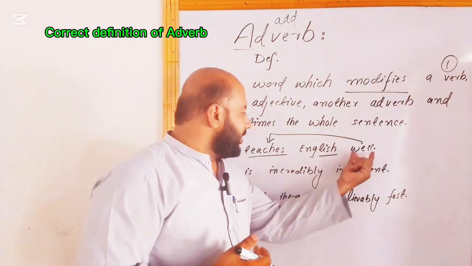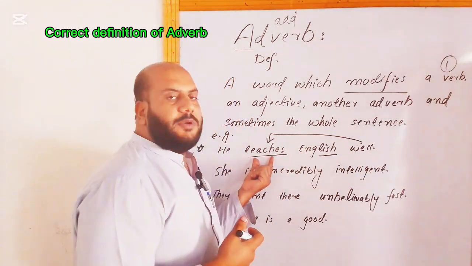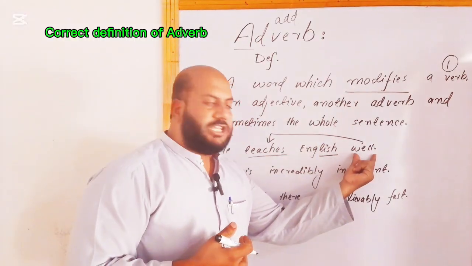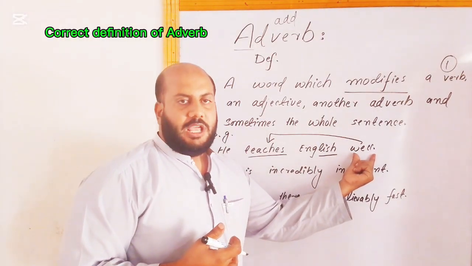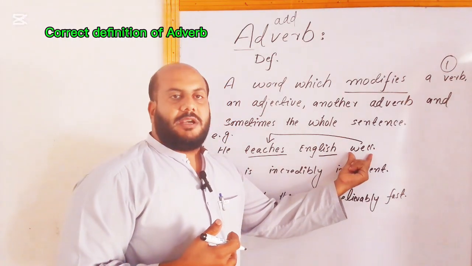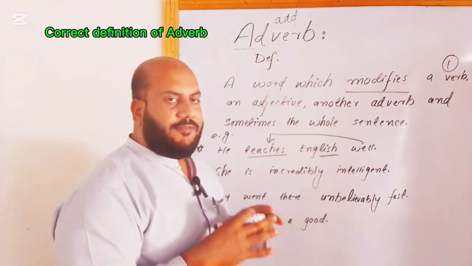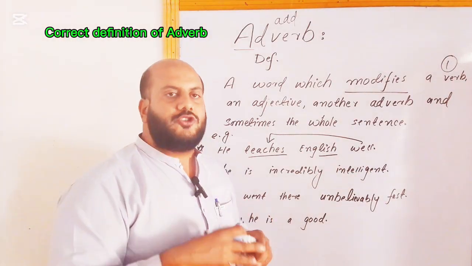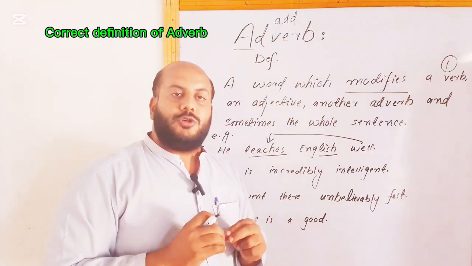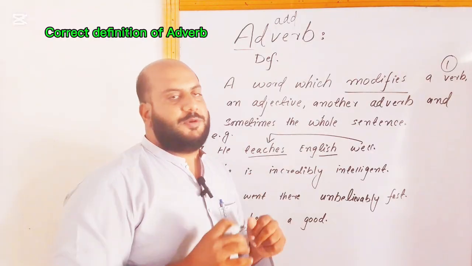This word modifies the meaning of the word teaches. So this "well" is called adverb, and this shows the manner. That's why it is called adverb of manner. So keep in mind, the first and foremost function of adverb is to modify verb. But it also modifies some other parts of speech.